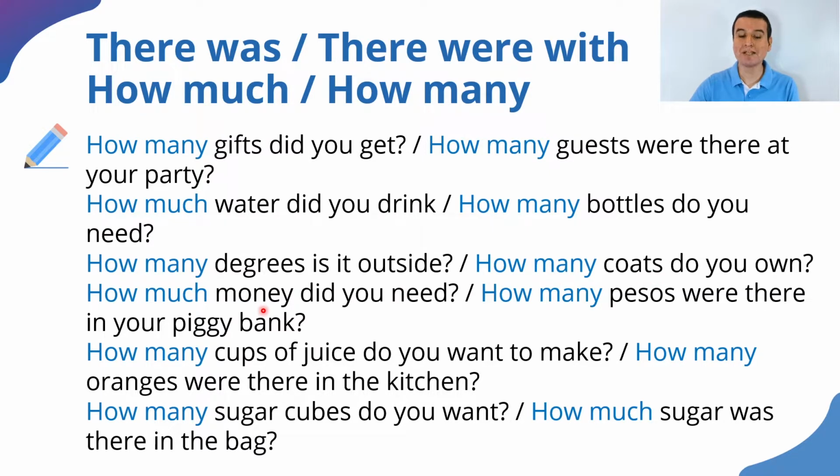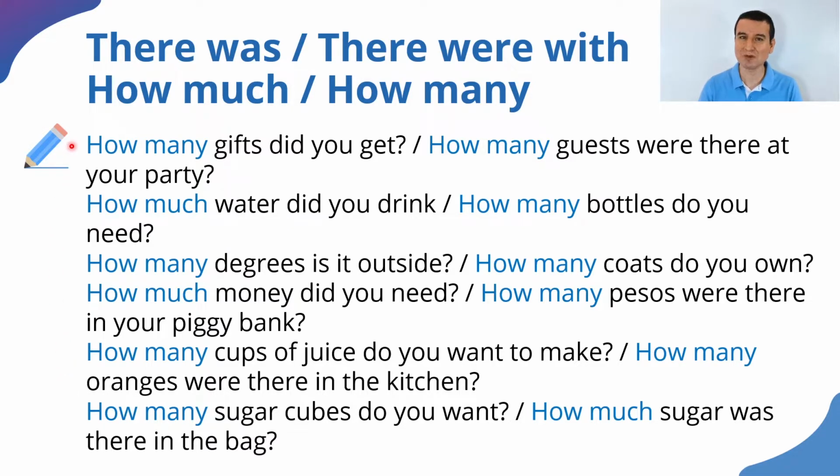How much money did you need? How many pesos were there in your piggy bank? You can count the pesos. You can't count money. You say how much money, but how many pesos? How many cups of juice do you want to make? How many oranges were there in the kitchen? How many sugar cubes do you want? How much sugar was there in the bag? All right, if we're talking about sugar in general, as a non-count noun, we use how much.